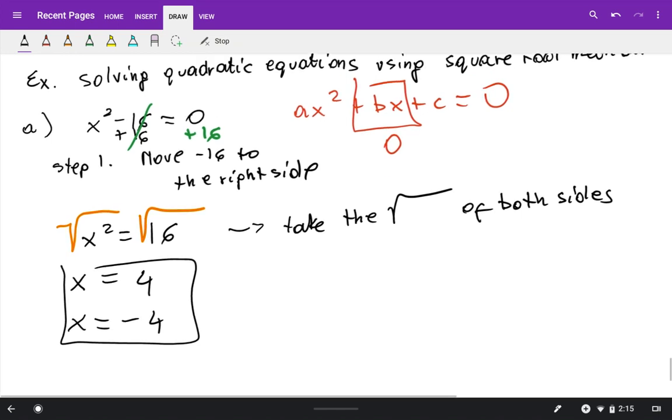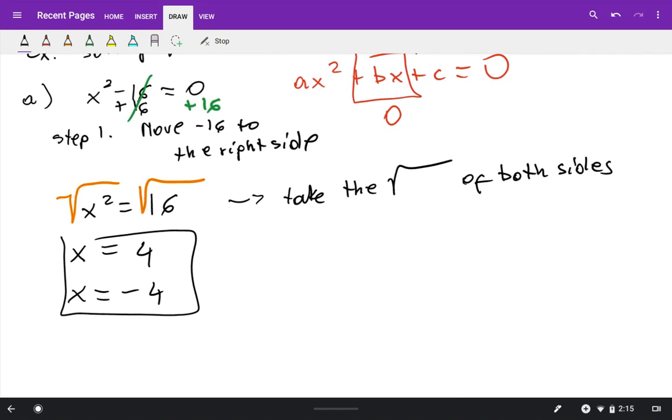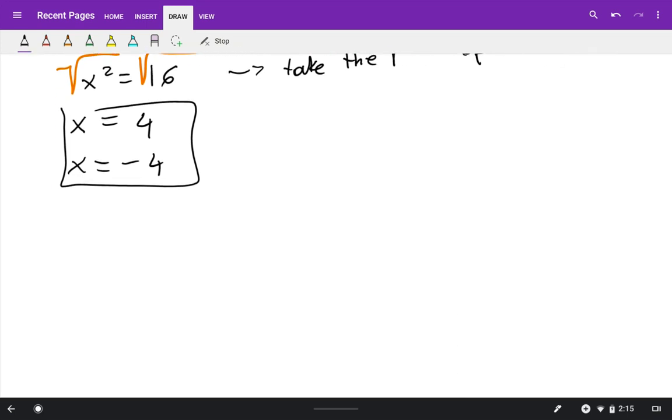Okay, let's do something more advanced. x plus 1 squared equal 49. So here, I do not recommend to distribute that. I do not recommend to FOIL x plus 1 times x plus 1. What you can do, you can apply square root method.